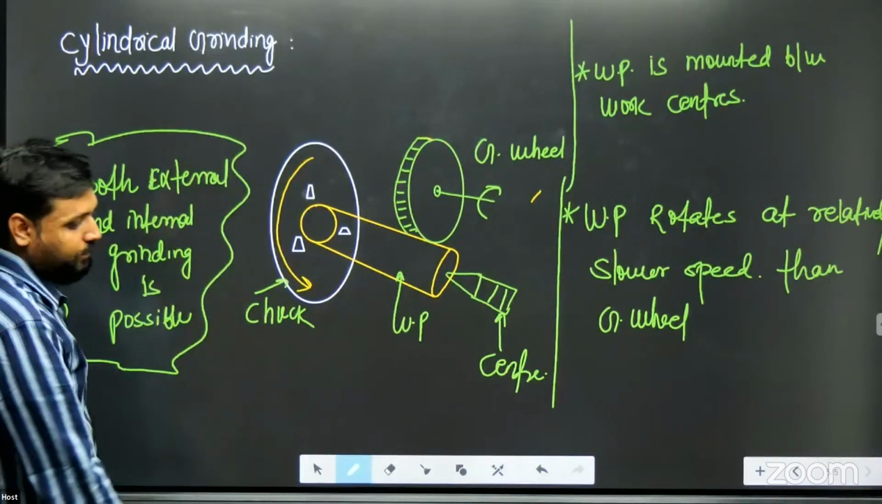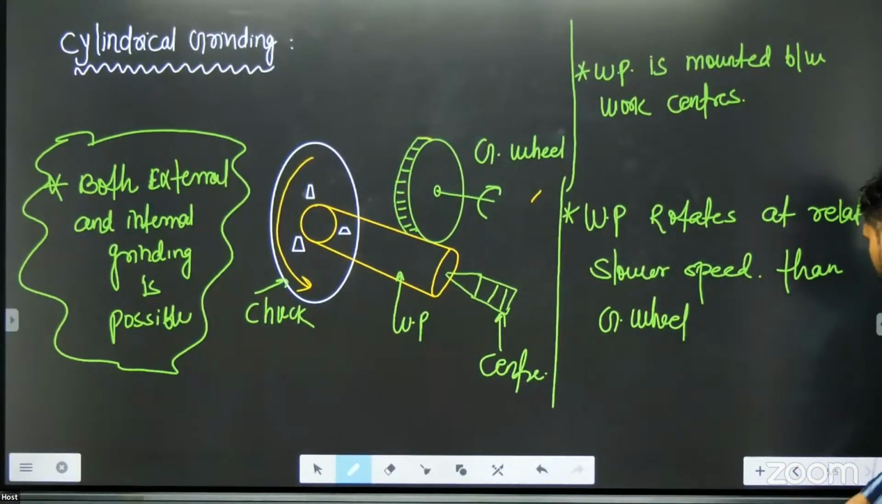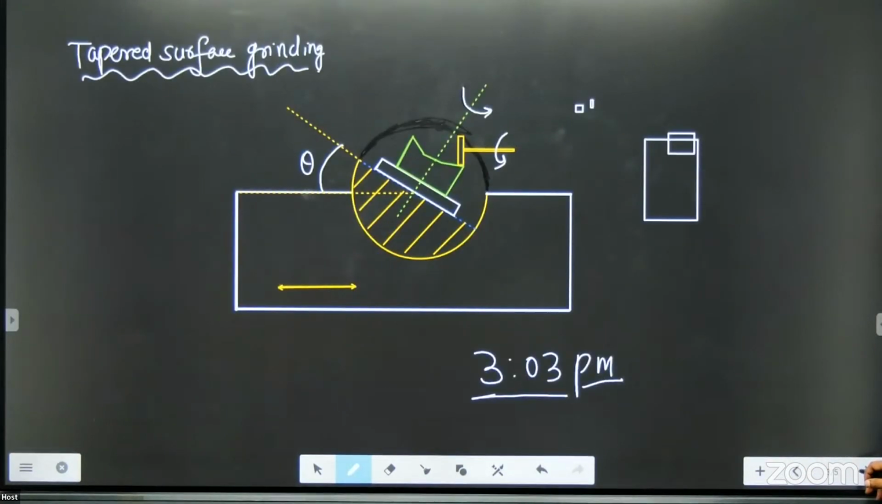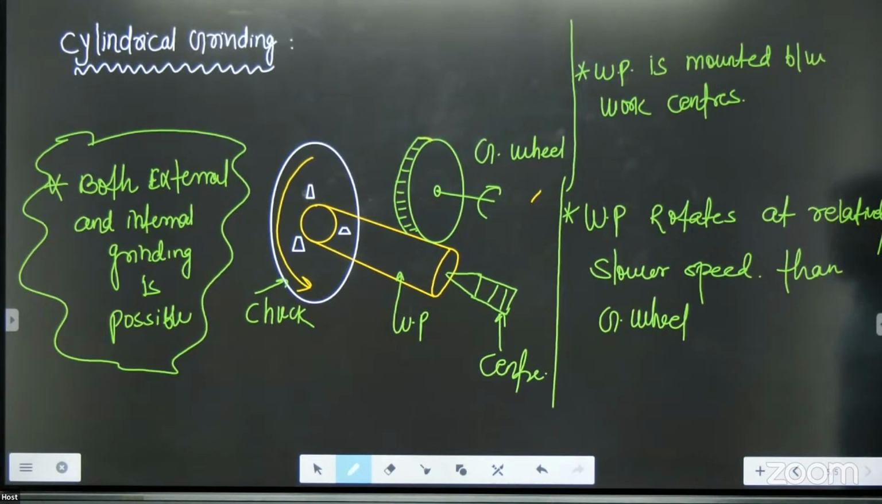So these were the different types of grinding processes that we have learned: the centerless grinding process, the tapered surface grinding process, the creep feed grinding process, and this cylindrical grinding process. Okay. Now, we have some surface finishing operations apart from grinding, but that we will learn in the end.